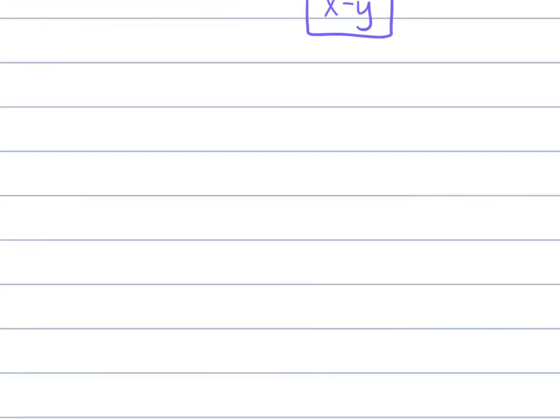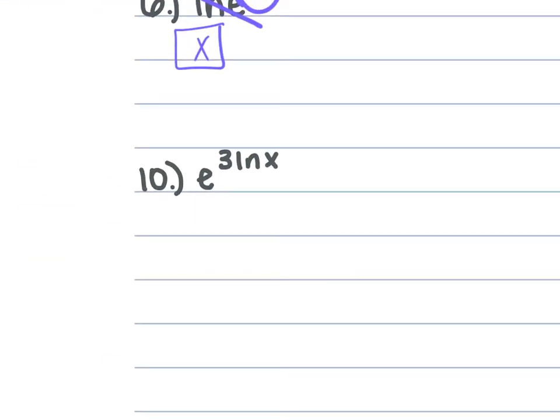For 10, we have e to the power of 3 times ln x. So that 3, remember, same rule as when we're working with those logs. This is the same thing as e to the power of ln x to the third power. You have that e to the power of ln, so they cancel each other out, and you're just left with the x to the third power.